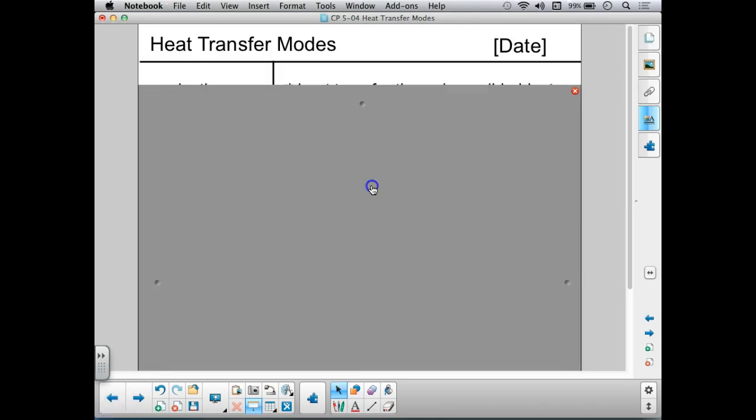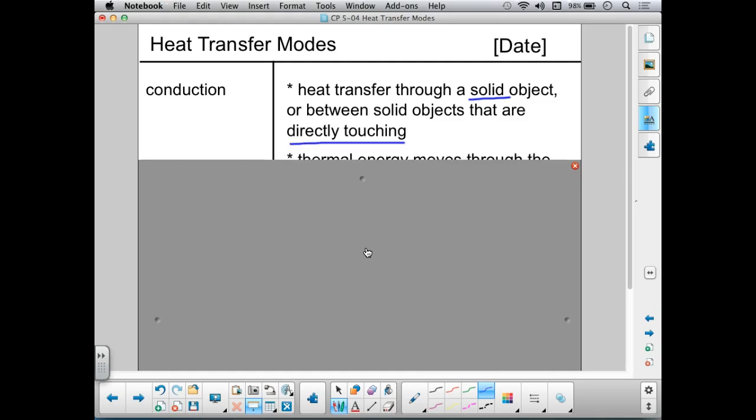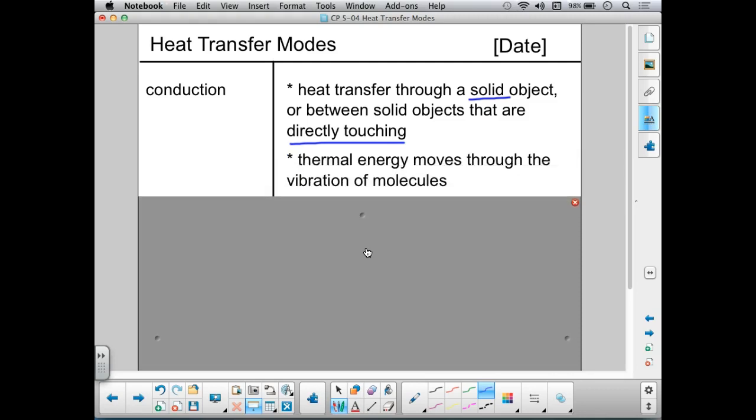Let's start with some notes about the different heat transfer modes. The first one we're going to talk about is called conduction. Conduction is heat transfer through a solid object, which is an important part of the definition, or between solid objects that are directly touching. So something that's solid or directly touching something else is going to be transferring thermal energy through conduction.